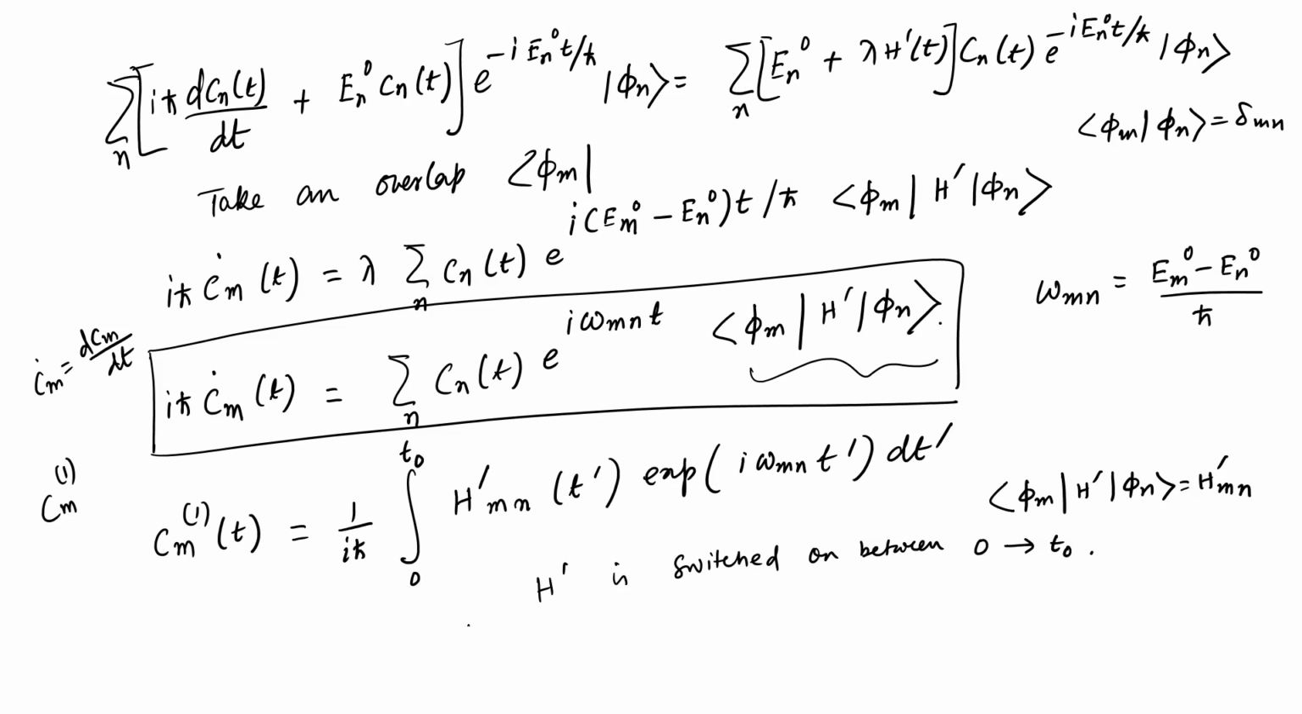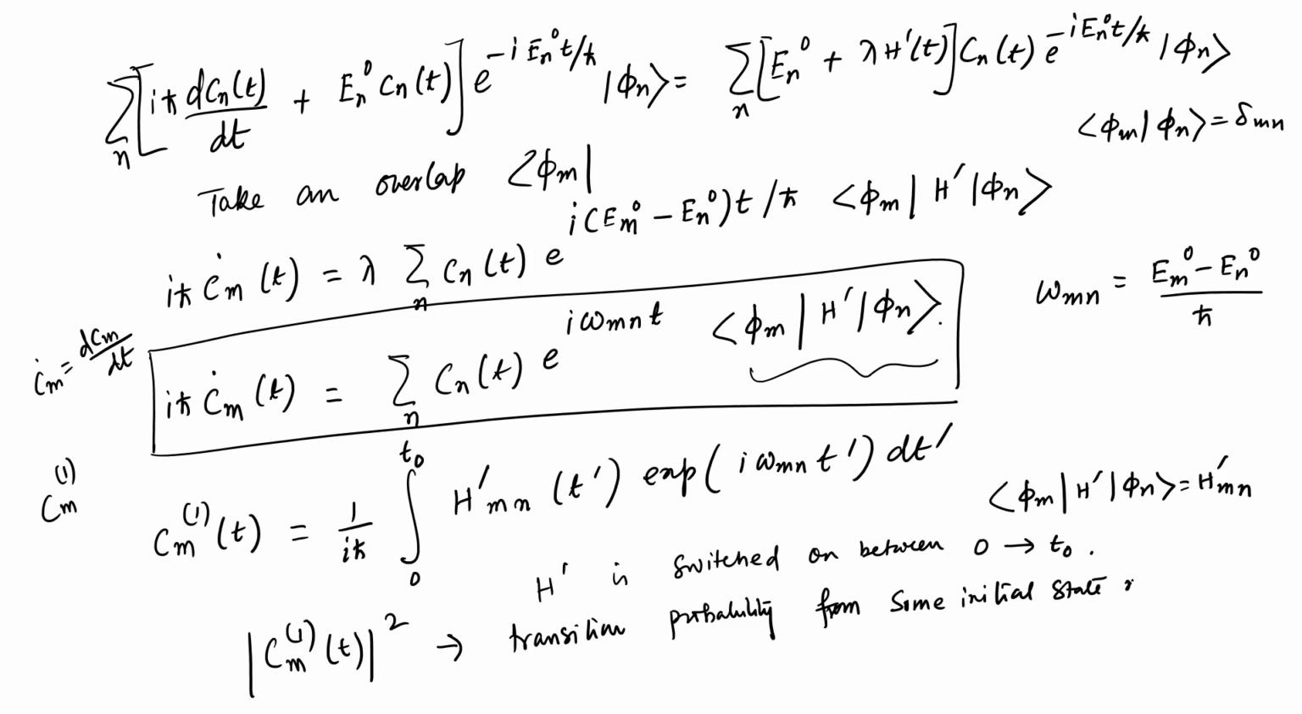Okay. All right. So, this is the equation that we need to worry about, and how this equation can be used. If you really think about this, this equation gives you Cm1 squared, the mod square of this, which gives you a transition probability from some initial state n to some final state m. So, these are the states that are represented by the kets.